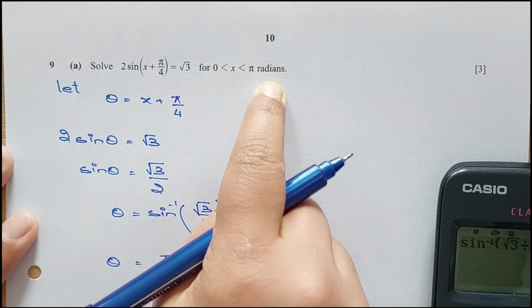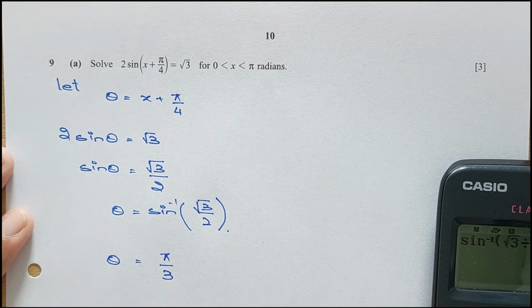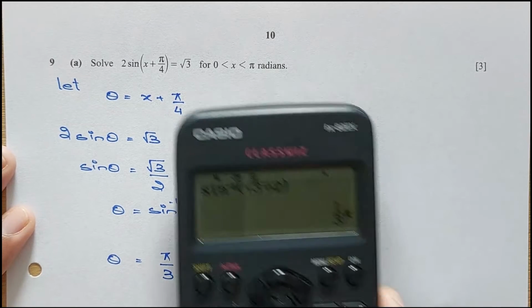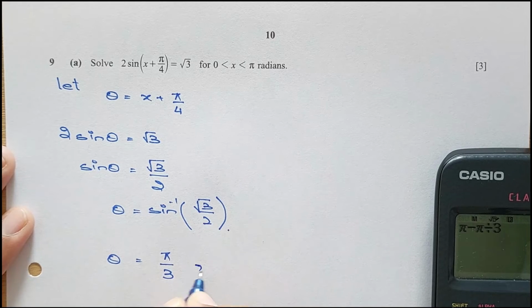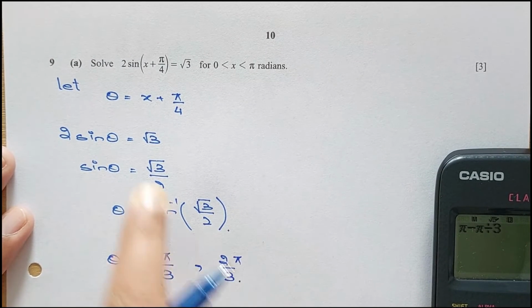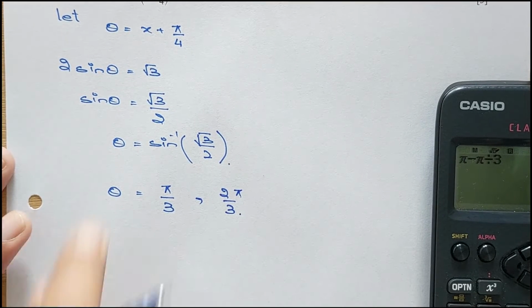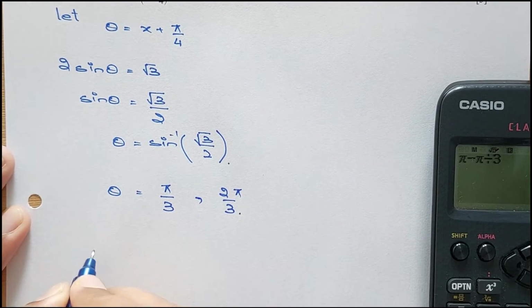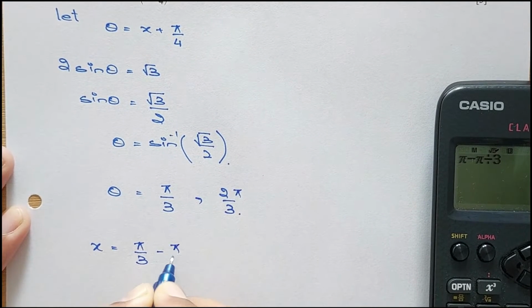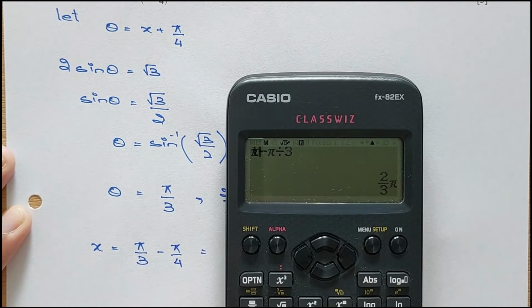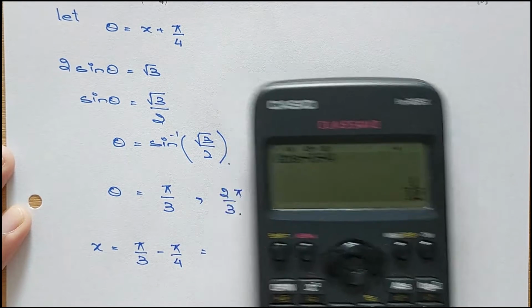And we know that between 0 and pi, sine is positive in the first and second quadrant. So for the second quadrant, we do pi minus theta. So pi minus pi by 3, 2 pi by 3. The second answer is 2 pi by 3. So we have two values of theta. Let me substitute it back to get the x values. To get x, we have to subtract pi by 4 from theta. So x equals theta minus pi by 4. So pi by 3 minus pi by 4, 1 by 3 minus 1 by 4. This is pi by 12.